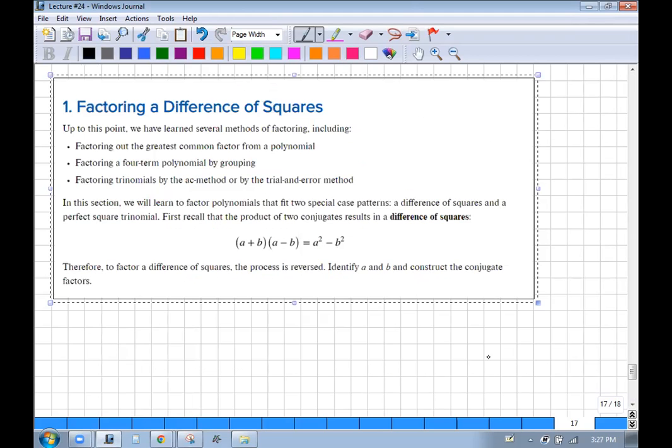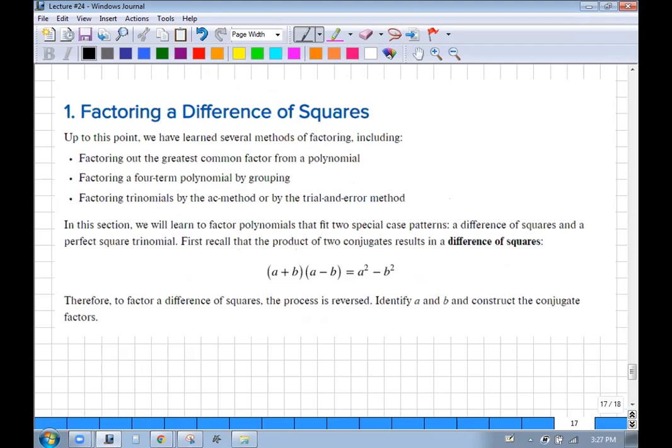All right, so we have these different methods, right? Factoring out the greatest common factor. We could do the 4-term polynomial by grouping. All right, we did that last time. Factoring trinomials by the AC method or by the trial and error method. I'm thinking that's what we just did. They have different names for these things. Okay, so we didn't do that. We did these two though.